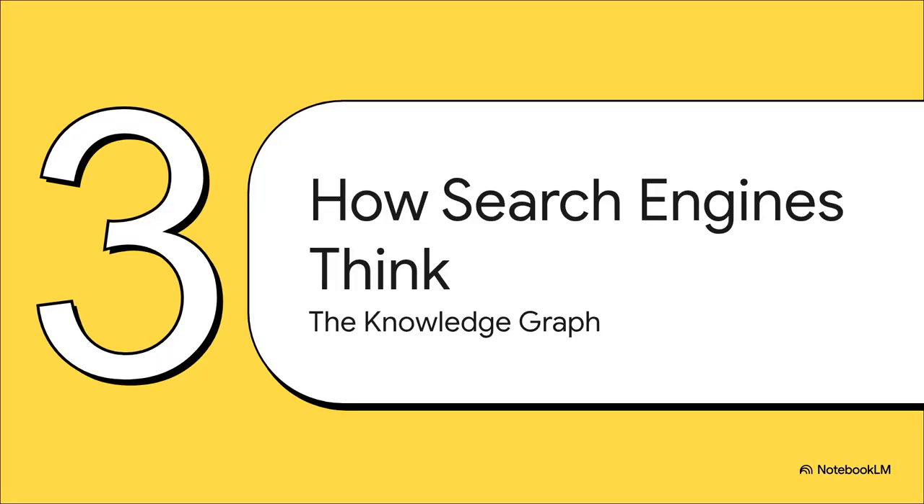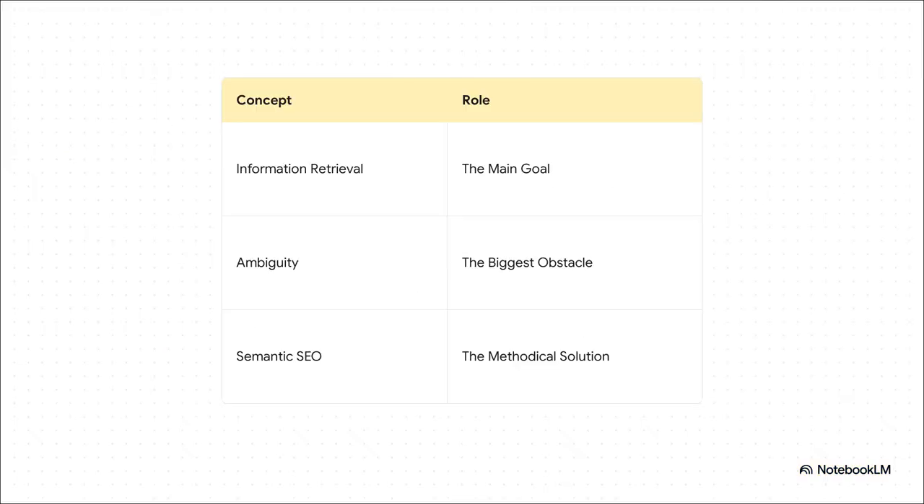Okay, I know what you're thinking. Librarians, the Dewey Decimal System, it sounds a little dated, right? How does this old idea actually apply to the incredibly complex technology that powers a search engine like Google? Let's connect all the dots right here. The goal of search is simple: information retrieval. We want to find stuff. We've established that the biggest obstacle in the way is ambiguity. So the methodical solution, the way we apply these library principles online, is a strategy called Semantic SEO.